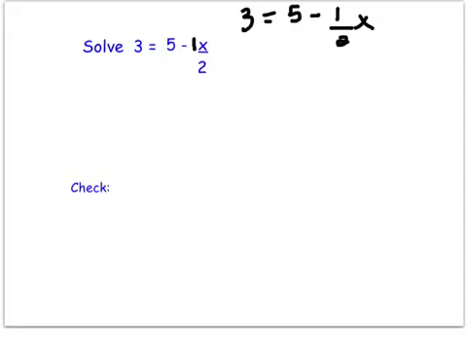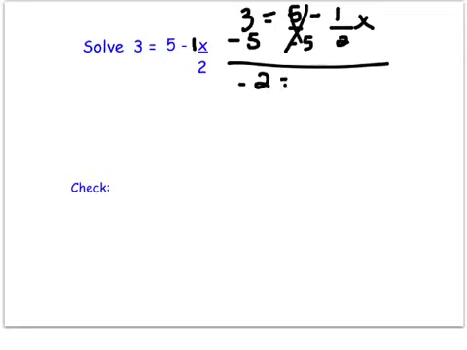Okay, so who's chilling with the 1/2? Well, the 5 is. So let's look at what kind of 5 it is. That's positive. So how do I undo a positive? I'm going to subtract 5 from both sides. So let's see what we get. We do 3 minus 5. We get negative 2.